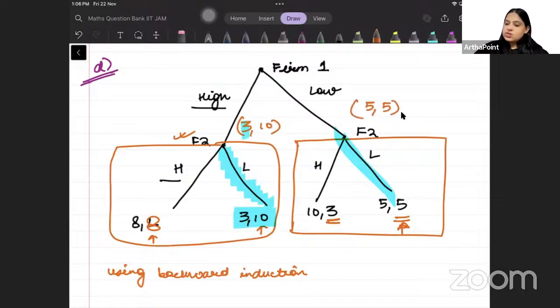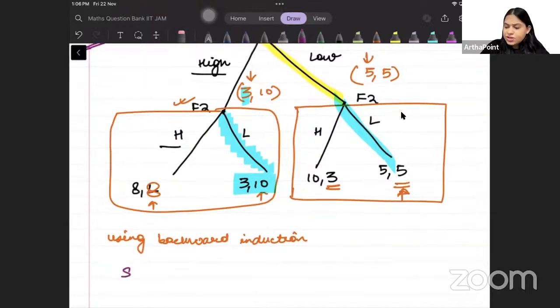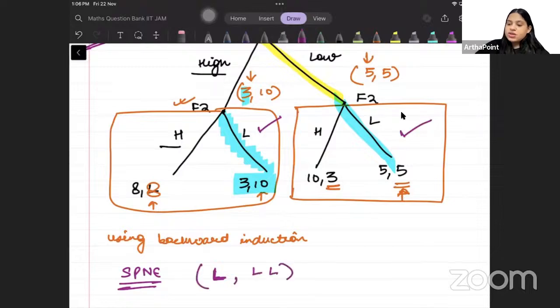Now firm 1 has to decide. So firm 1 has to decide between 3 and 5. So firm 1 will go for 5, right? So how will you write the subgame perfect Nash equilibrium? You will say firm 1 goes for low, but you will mention the subgame. In the subgame, you will mention whatever happens at each node. So firm 1 goes for low, but firm 2 goes for low in both the cases.